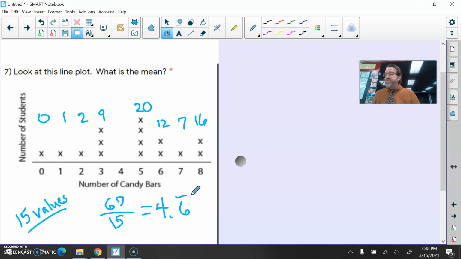So 4.4666666666. If I were rounding to the nearest hundredth, that would be about 4.47, wouldn't it? If you round to the nearest tenth, it would be 4.7 for your mean or your average. But yeah, it's 4.46 repeating technically for our mean or our average.